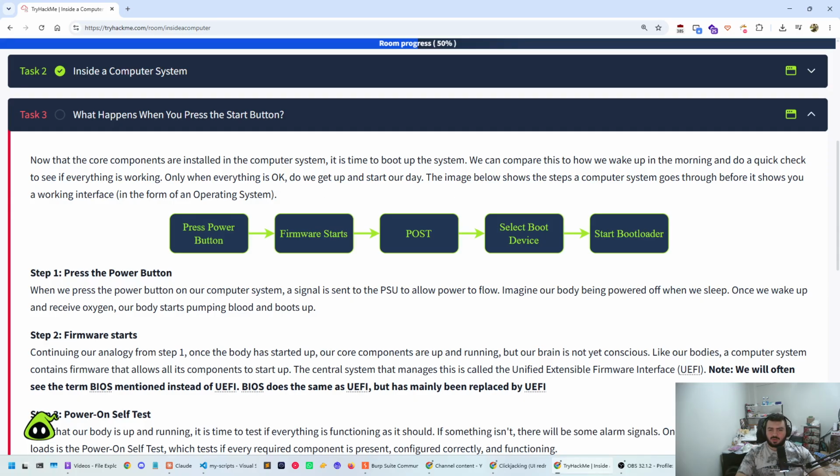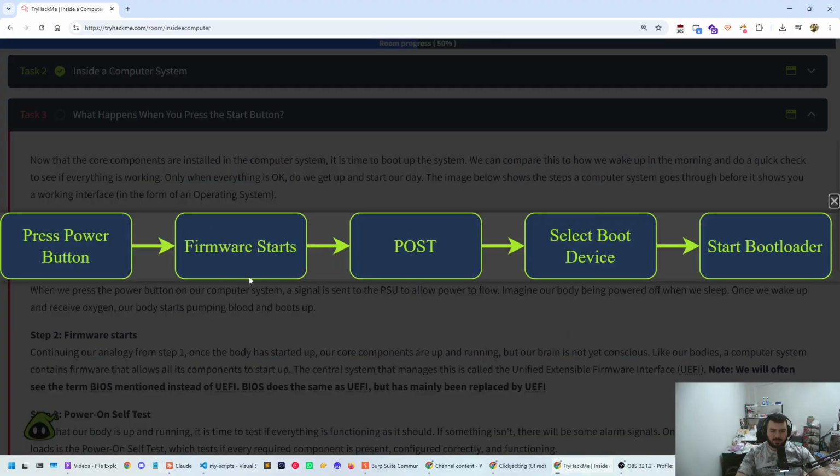The image below shows the steps a computer system goes through before it shows you a working interface in the form of an operating system like Windows, for example. Press the power button. Firmware starts. POST. Select boot device. Start bootloader.